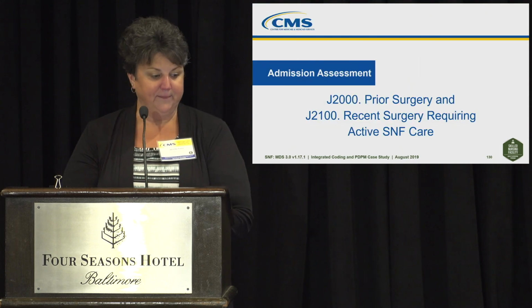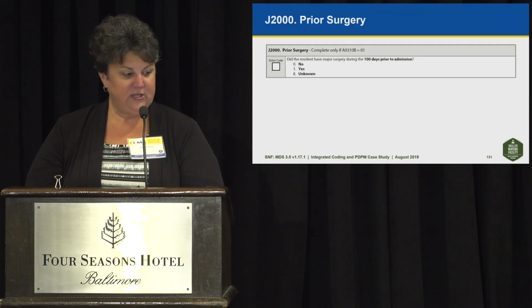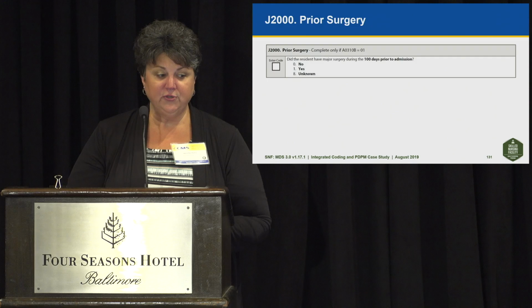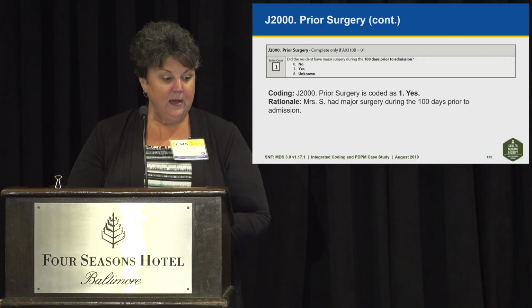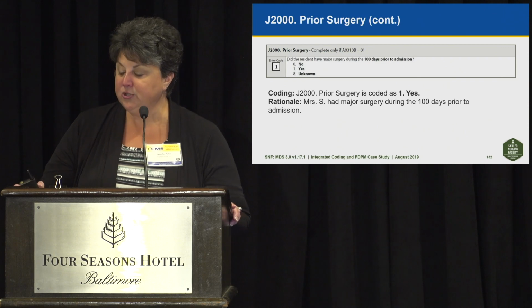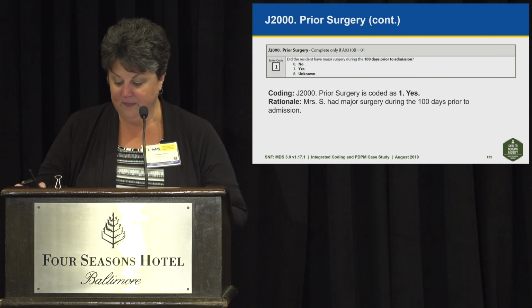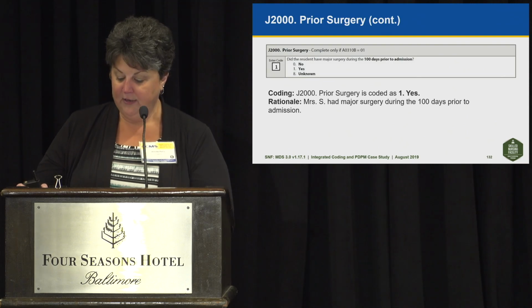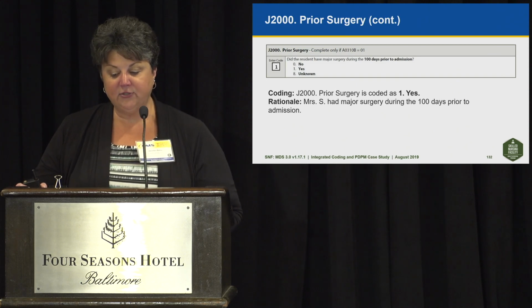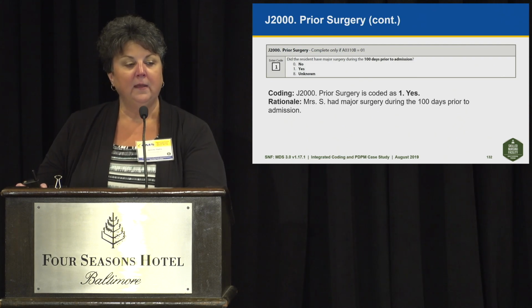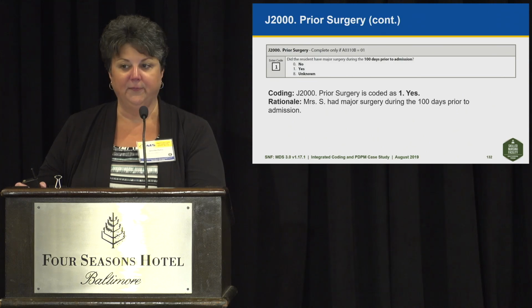Great. Prior surgery. You all ready? Did she have prior surgery? Yes. So remember, we're talking about major surgery in the last 100 days prior to her admission. And remember that major surgery for this item, for J2000, generally refers to a procedure that meets the following criteria. The resident was an inpatient in acute care for at least 1 day in the 100 days prior to admission to the SNF, and the surgery carried some degree of risk to the resident's life and potentially severe disability. If you're not sure of that, who can help you?